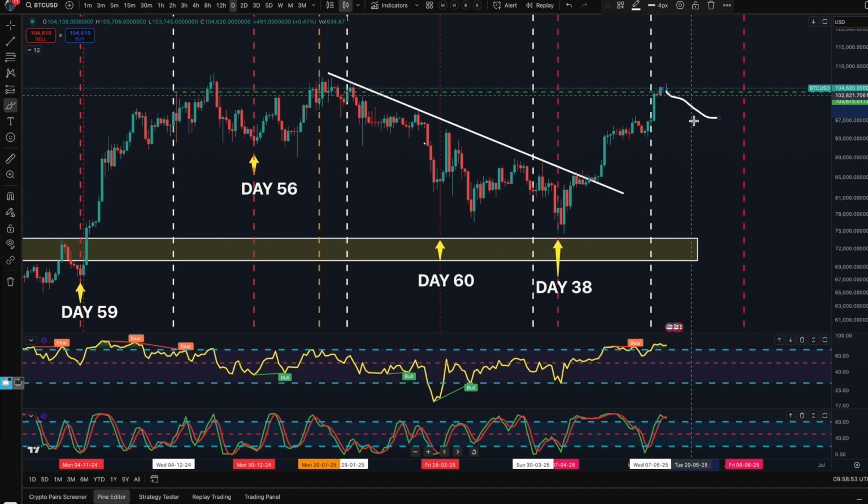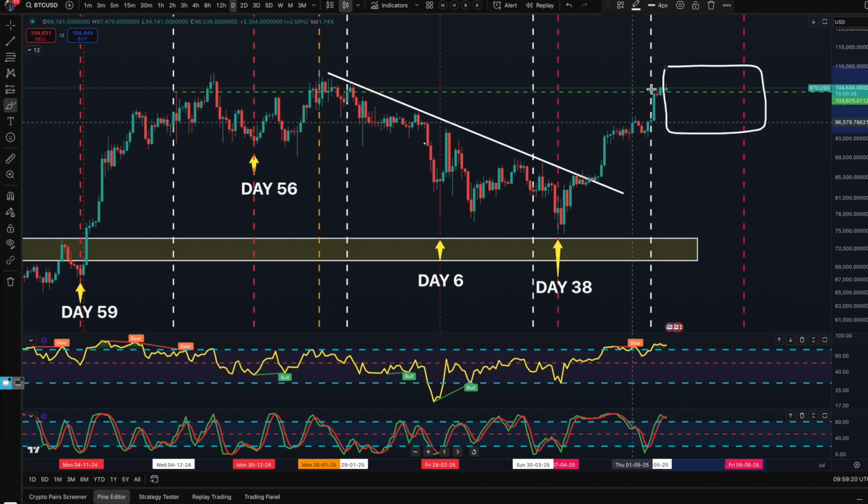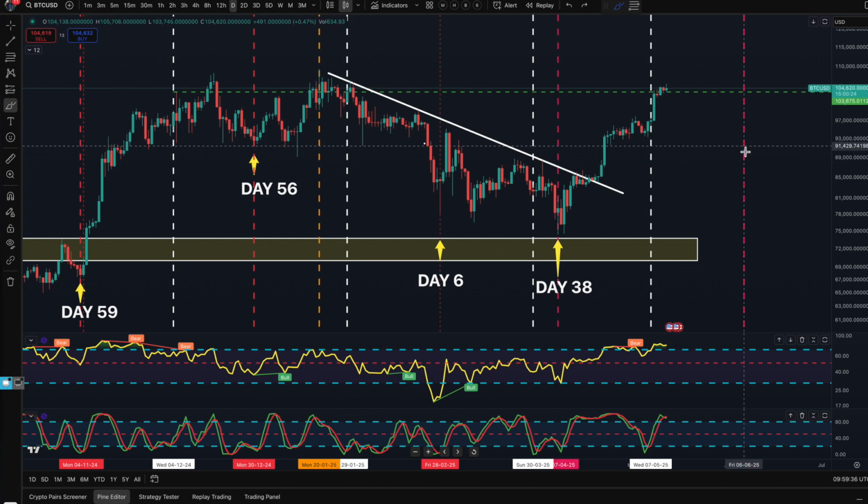So let's see if we get this pullback, as I just showed you with the inverse head and shoulders pattern. And the current cycle should be ending around about the first week of June. So we've still got quite a lot of room for this price to go to much higher levels. However, at the moment we're at this mid-cycle point between the start of the cycle back here on the 7th of April and the first week of June. So we're in this midpoint where you normally get some sort of a mid-cycle pullback.